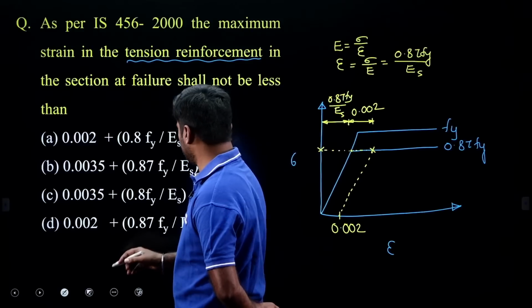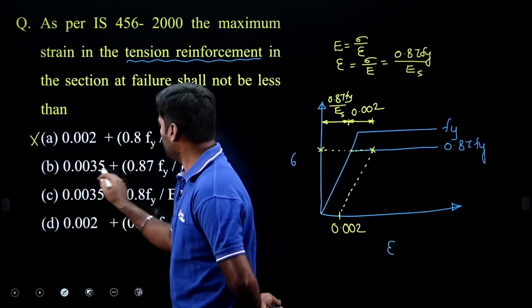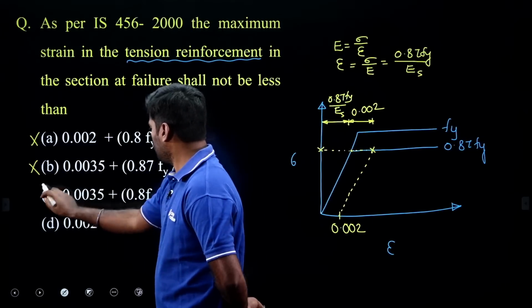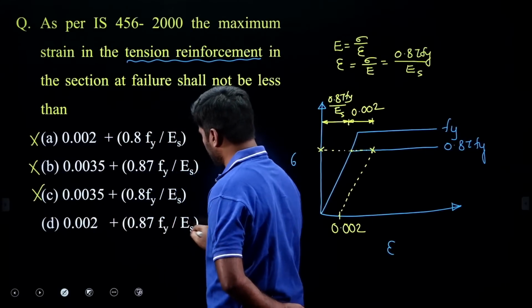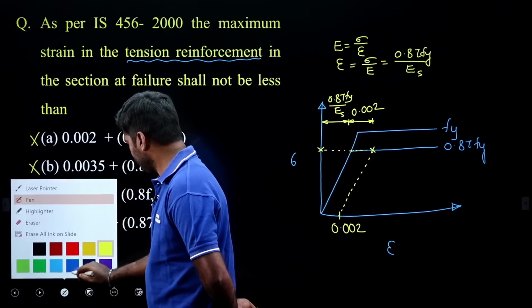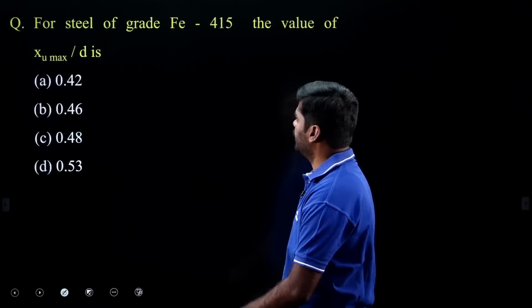Here, don't get confused, only 0.8 is given in that option, that is why it is wrong. 0.0035 is wrong and 0.0035 is wrong. 0.002 plus 0.87 Fy upon Es, option D, is correct. Okay? Right. Move to next question.